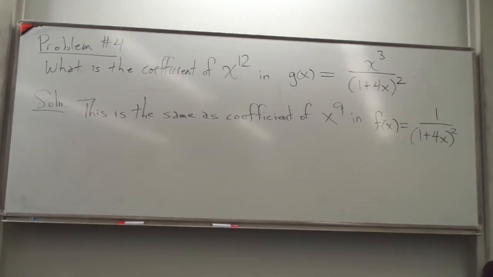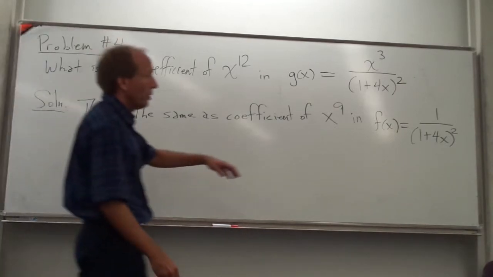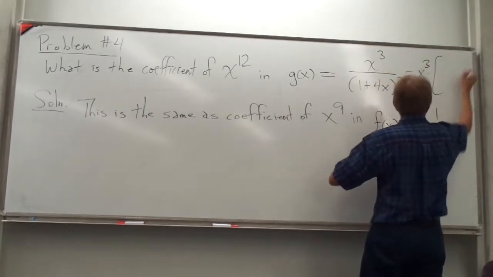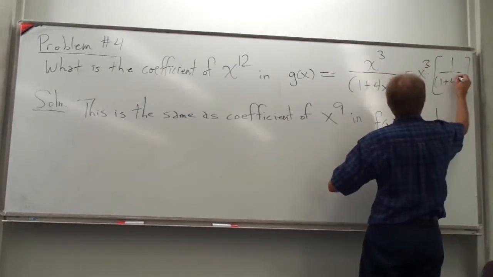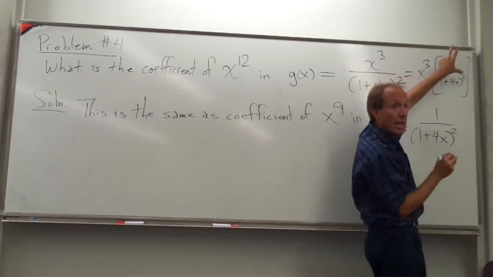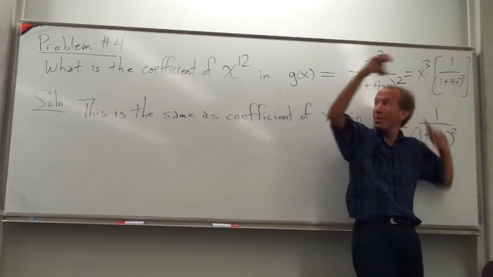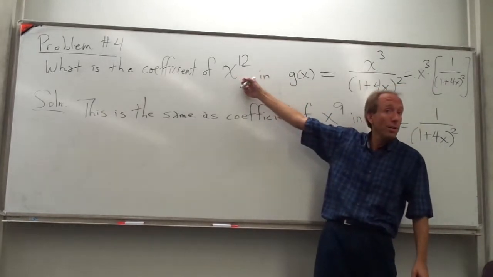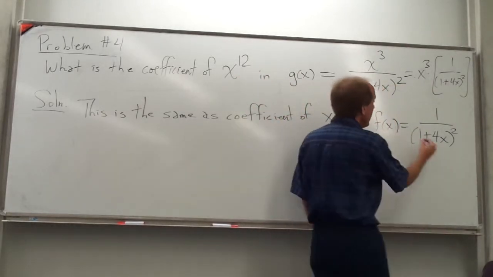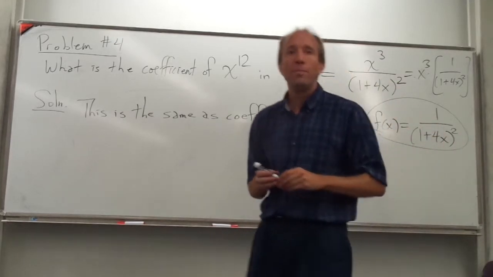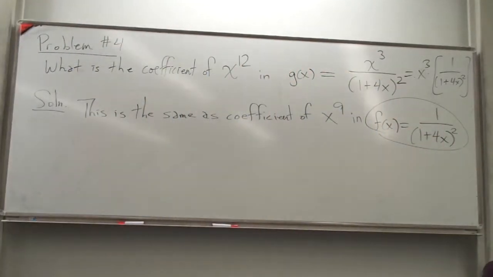Okay? Does that make sense so far? Because whatever the coefficient of x, basically this is x cubed times this thing. So the point is, if I can find the coefficient of x to the 9th in the bracketed part, this x cubed will power it up so that it's x to the 12th. So we just need to find the coefficient of x to the 9th in this expression. Does anybody have an idea how to do that?